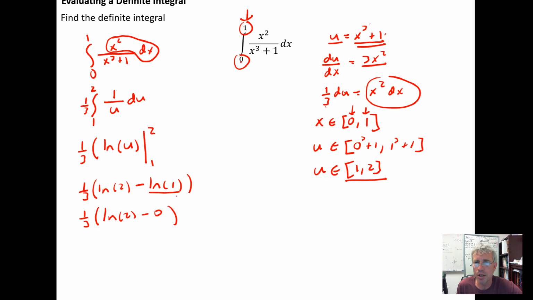So the natural log of 1 is 0 because the exponent you raise e to, which is the base for the natural log, to get 1 is 0. e to the 0 equals 1, so natural log of 1 is 0. So we wind up just getting 1/3 times the natural log of 2.